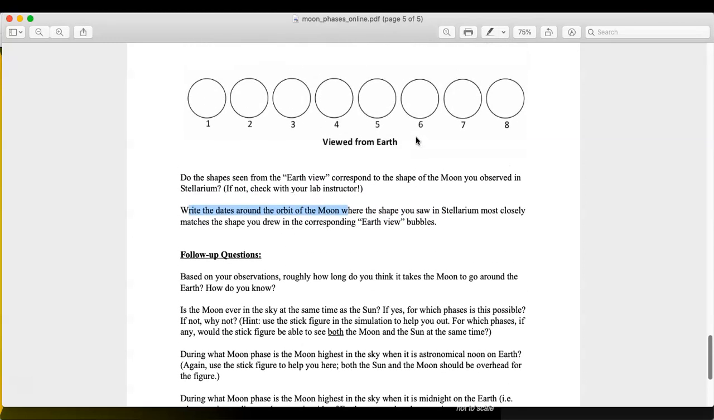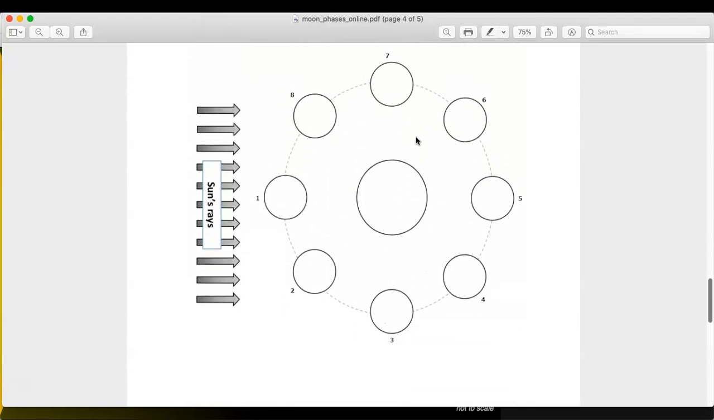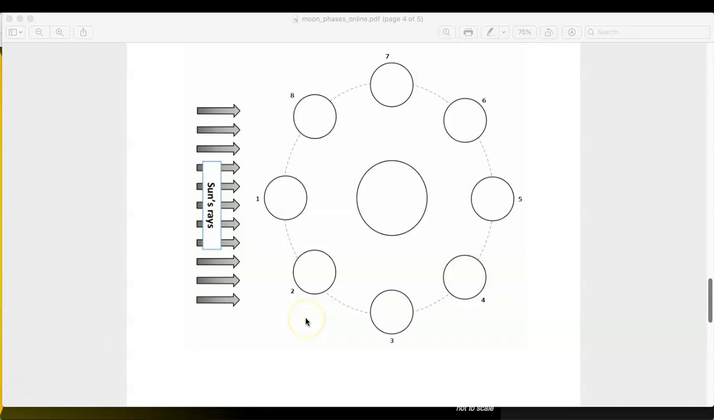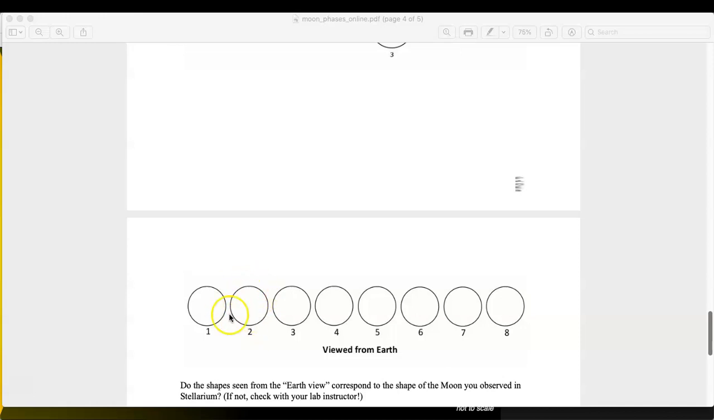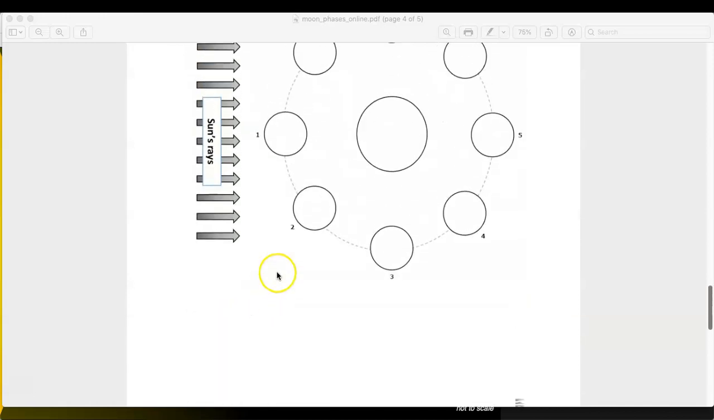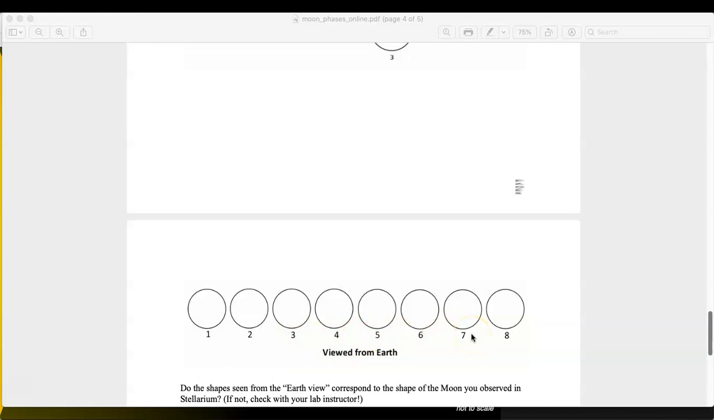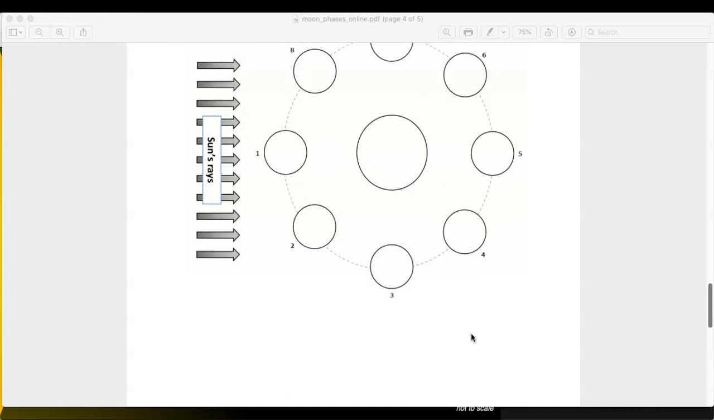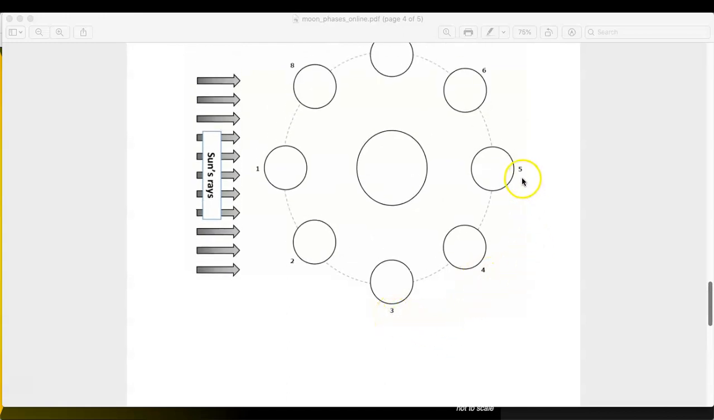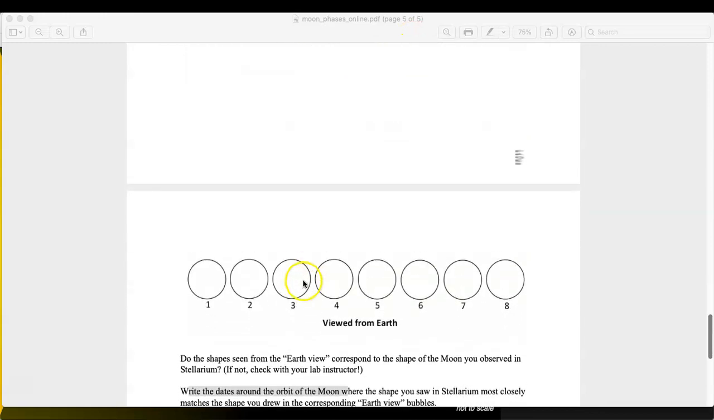So in other words, let's go to the orbit of the moon and put dates beside these observations, or these positions of the moon going around Earth. Making up an example, if you saw on March 28th that the phase of your moon matched what you see for position 2, namely here, what you drew for the phase for position 2 as viewed from Earth, then you'd put that date here. So any of the phases that you identify in here match your Stellarium observations, put that date next to the corresponding Earth view number.